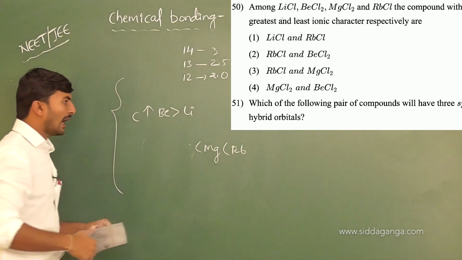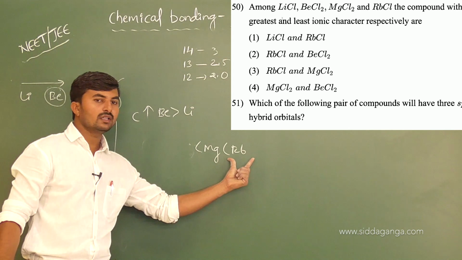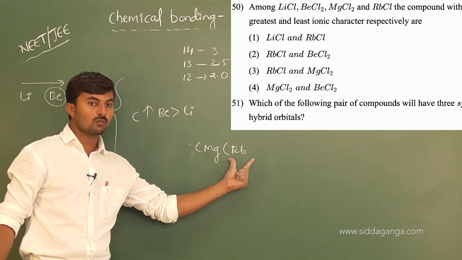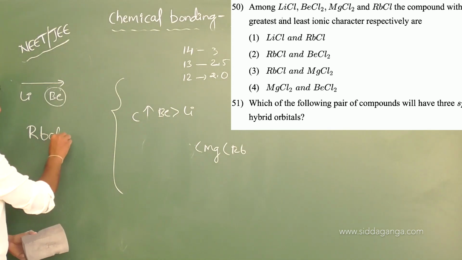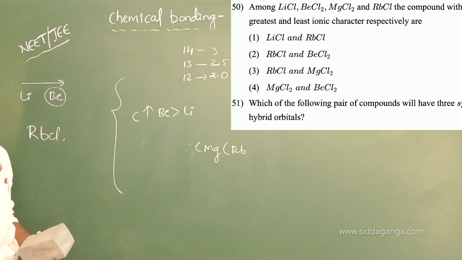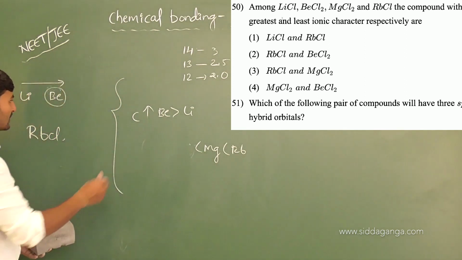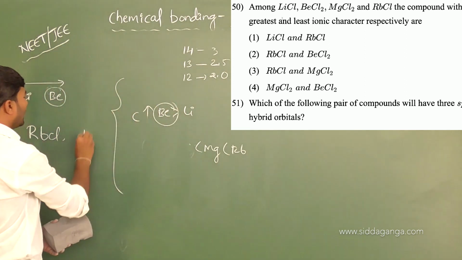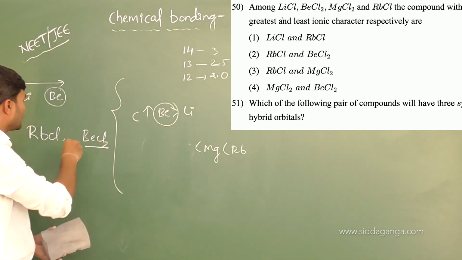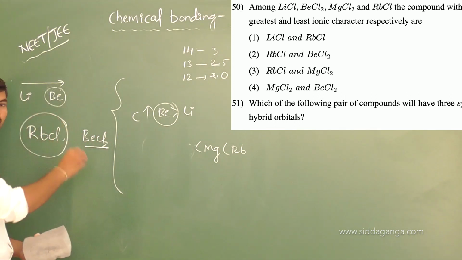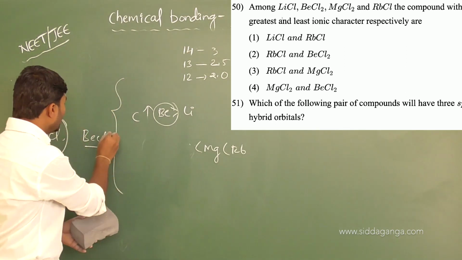Lithium. Okay, among all these examples, which cationic size is greater? Rubidium, so the rubidium compound will have more ionic character. Followed by which is smaller in size, the beryllium atom. The beryllium cation has a small size, that is why BeCl2 will have the least ionic character. Which is having the highest ionic character here, RbCl, and which is having the lowest ionic character here, BeCl2.